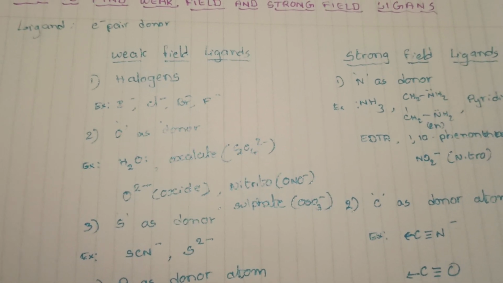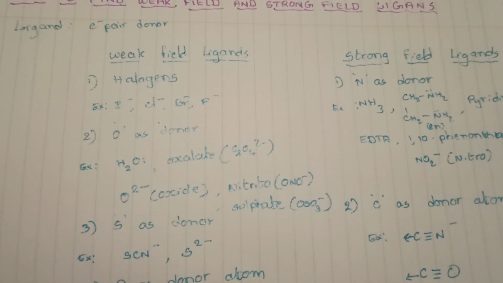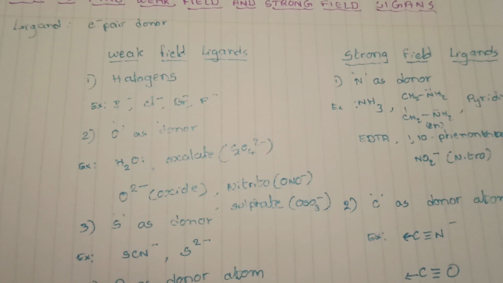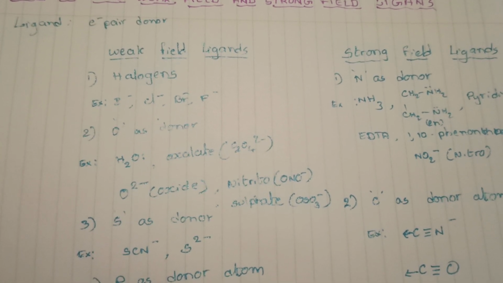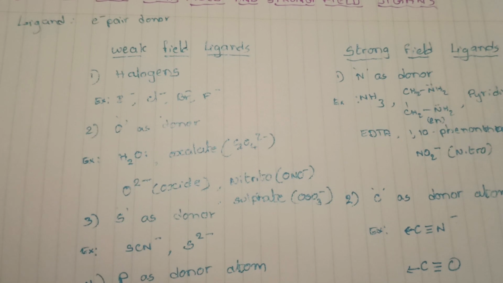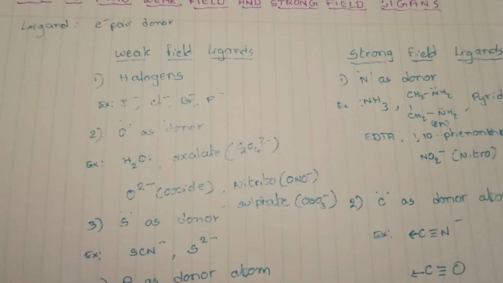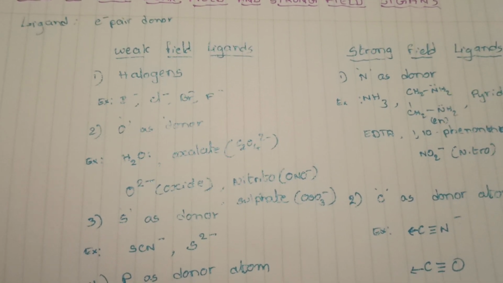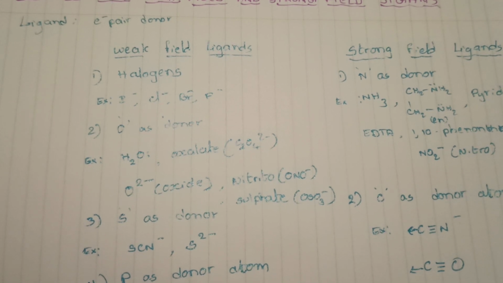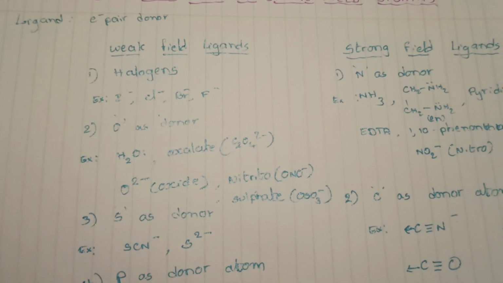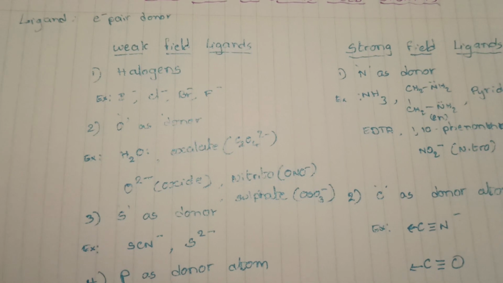Before explaining the trick to find weak field and strong field, let me first tell you what a ligand is. A ligand means a single atom or group of atoms. It may be charged or neutral, and it should be able to donate a pair of electrons to the metal atom so that it can form a coordinate covalent bond.